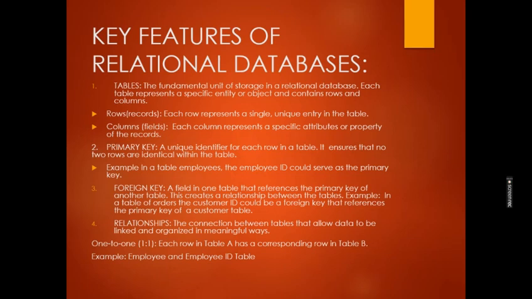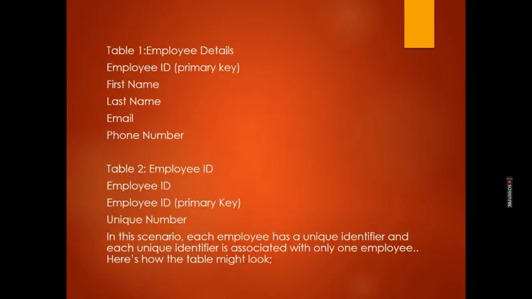Each row in table A has a corresponding row in table B. Example, employee and employee ID table. The employee ID table has fields of employee ID, which is the primary key, and it has a unique number. In this scenario, each employee has a unique identifier, and each unique identifier is associated with only one employee.